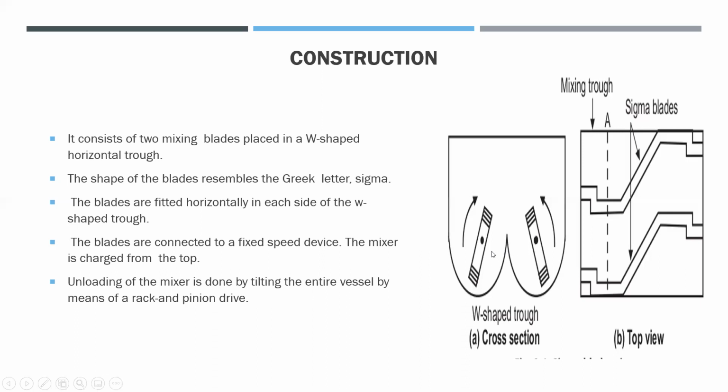These blades are fitted horizontally on each side of the W-shaped drum. The blades are connected to a fixed speed device, and the mixer is charged from the top. The loading of the material in this mixer will be from the top, and unloading of the mixer is done by tilting the entire vessel by means of a rack and pinion drive.